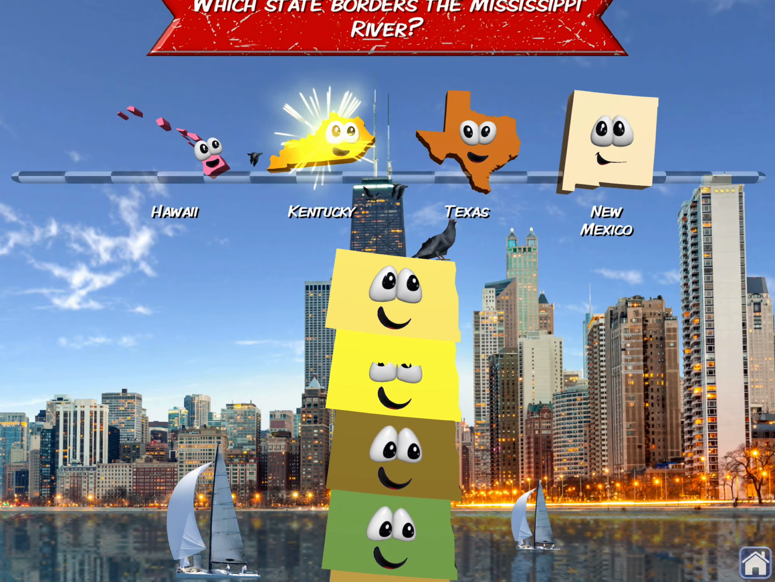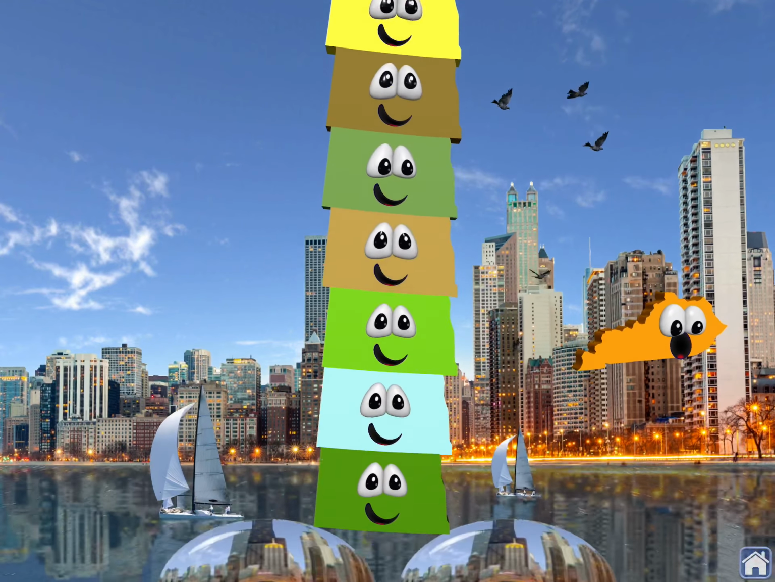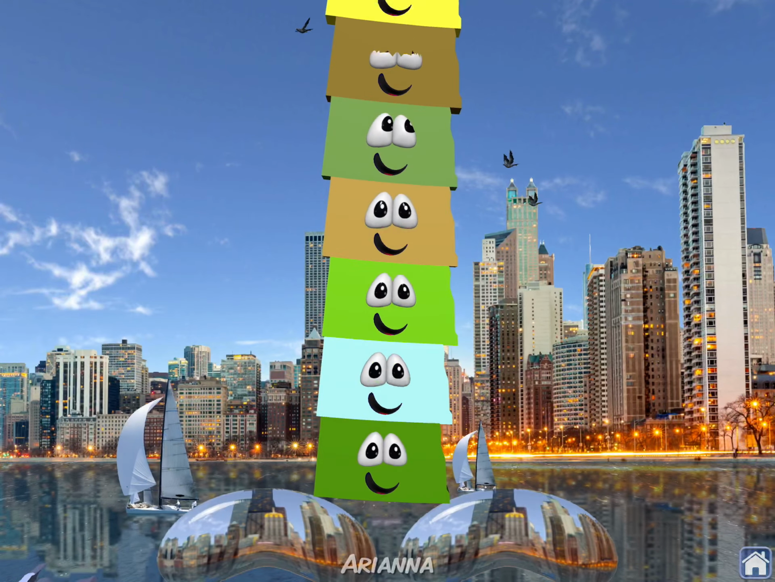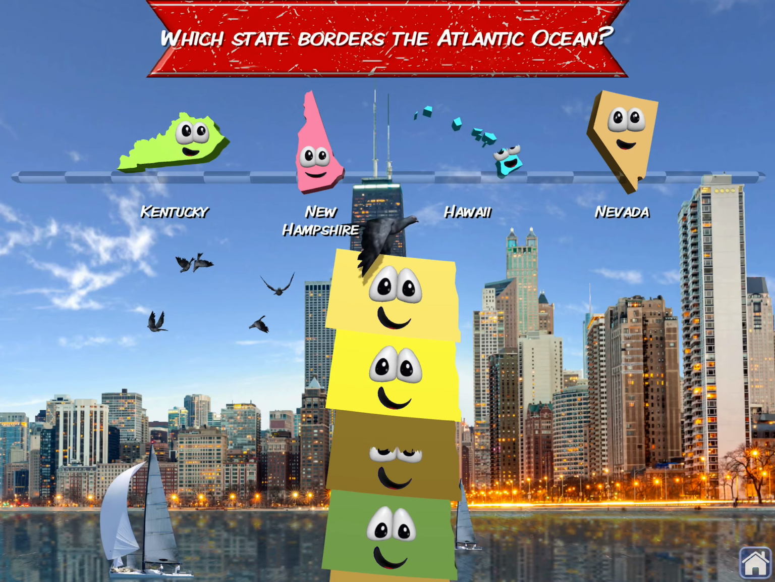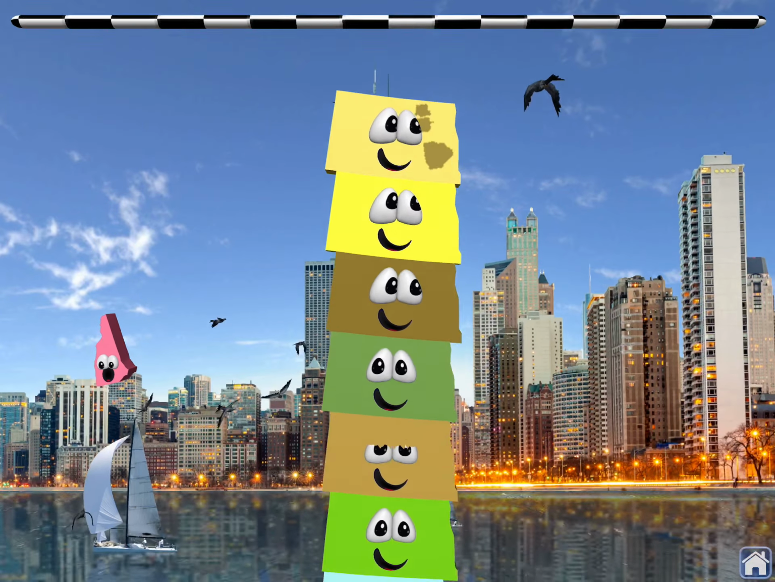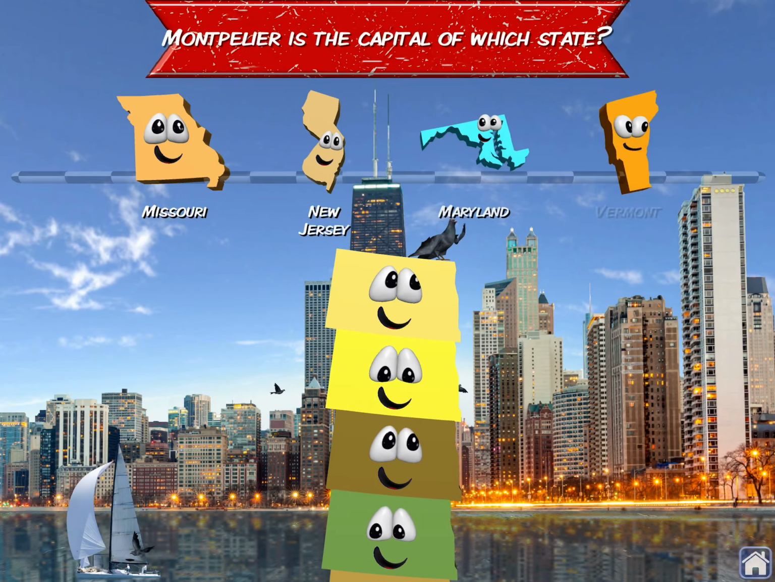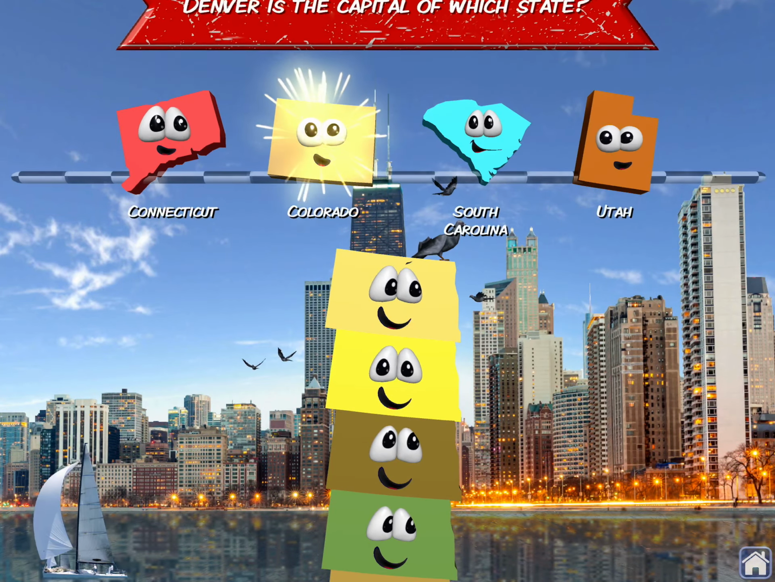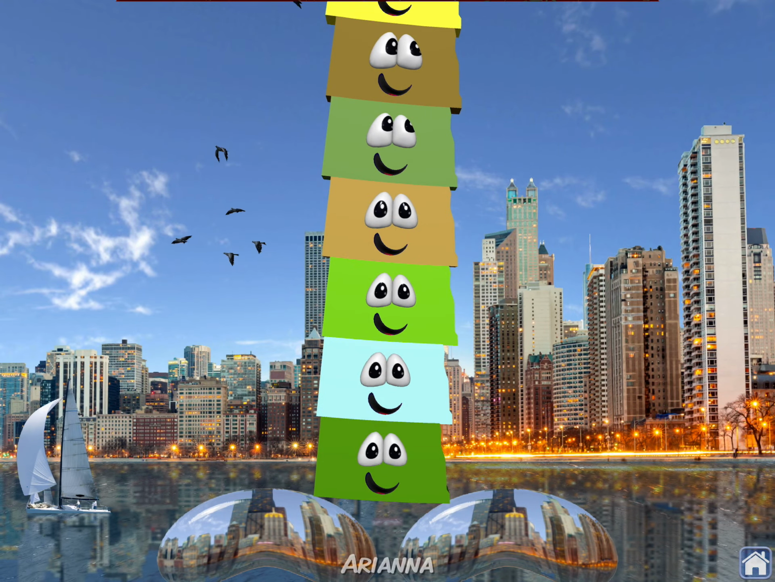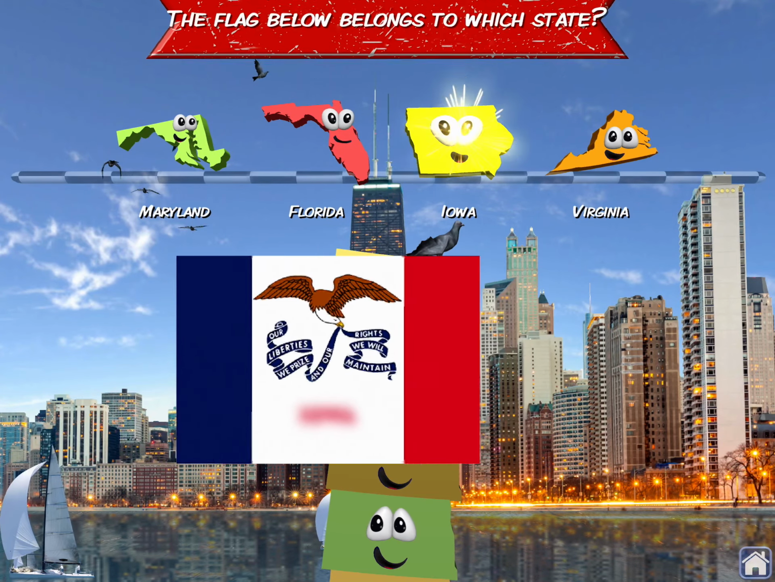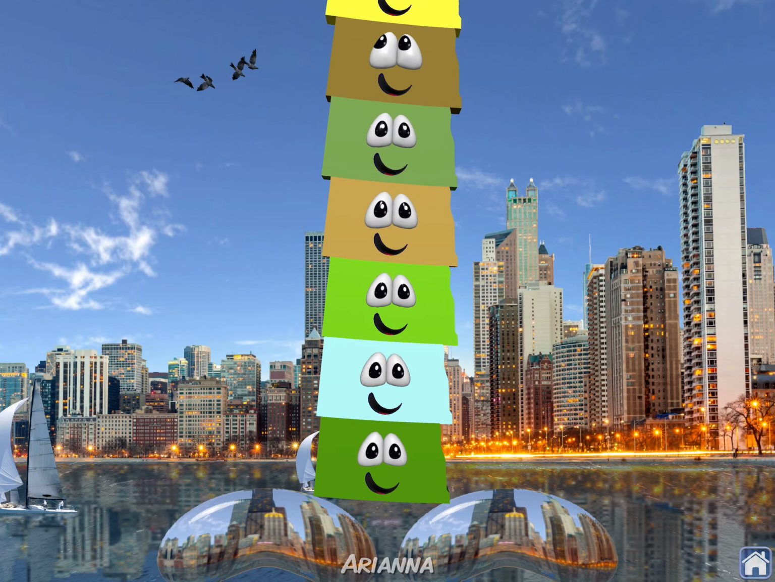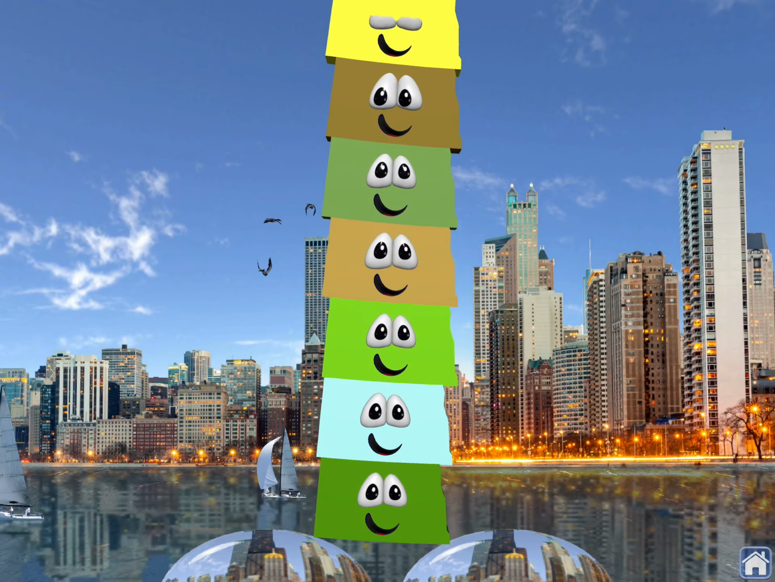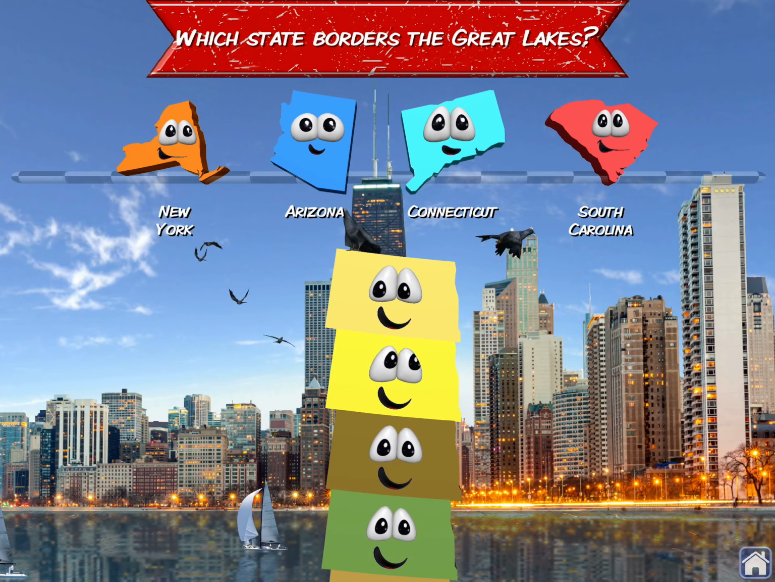Which state borders the Mississippi River? Kentucky. The flag below belongs to which? Michigan. Which state borders the Atlantic Ocean? Kentucky, New Hampshire. Montpelier is the capital of Vermont. Denver is the capital of Colorado. The flag below belongs to which Iowa? Which of these states? Which state borders the Great Lakes? New York.